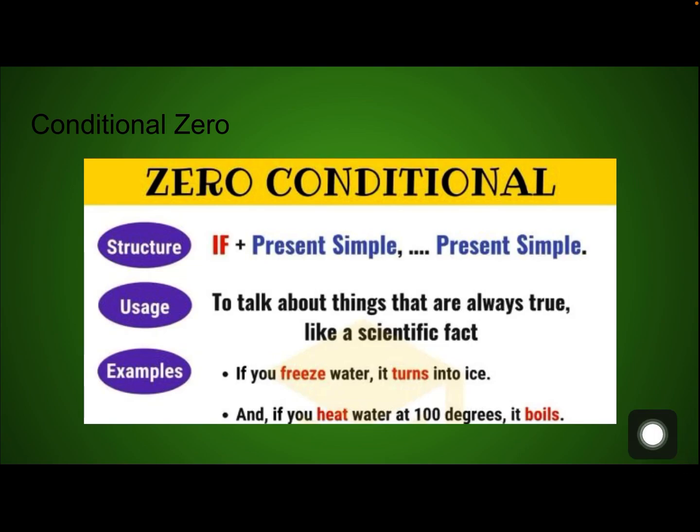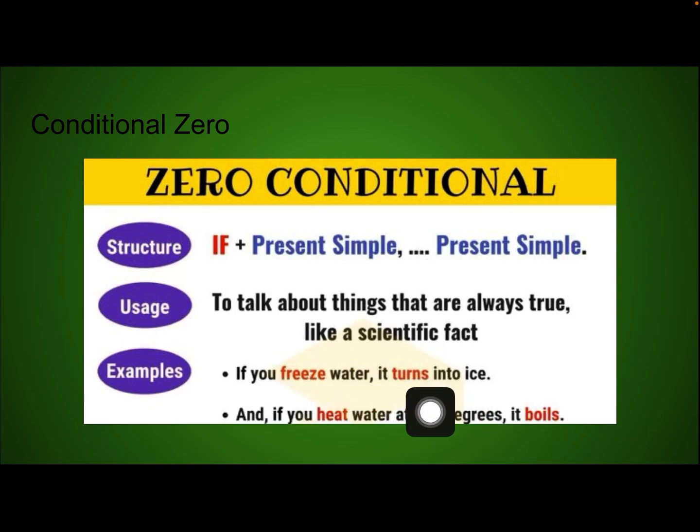Remember that it is going to be with the conditional if, present simple in the condition, and present simple in the reaction or the consequence. The usage of the zero conditional is to talk about things that are always true, like a scientific fact. One example is: if you freeze water, it turns into ice. Or if you heat water at 100 degrees, it boils.